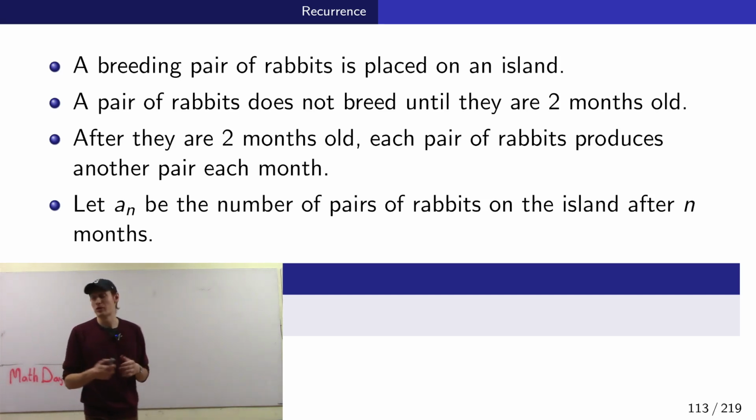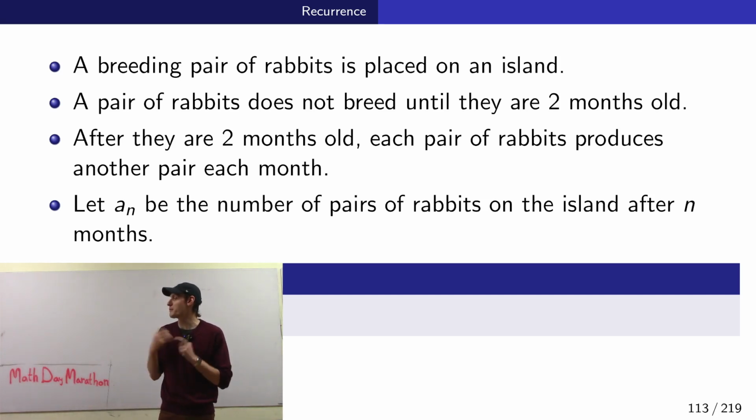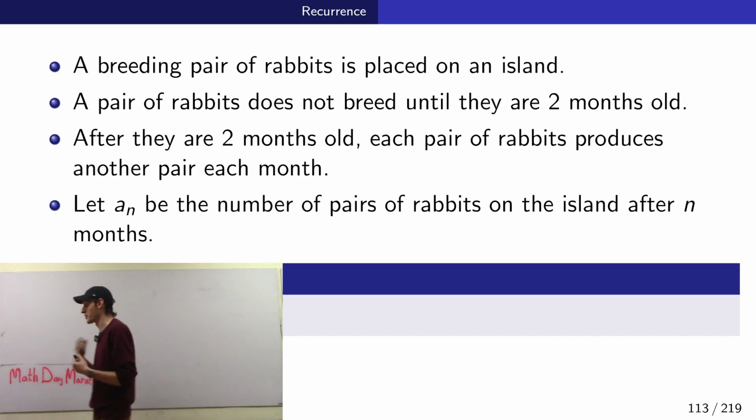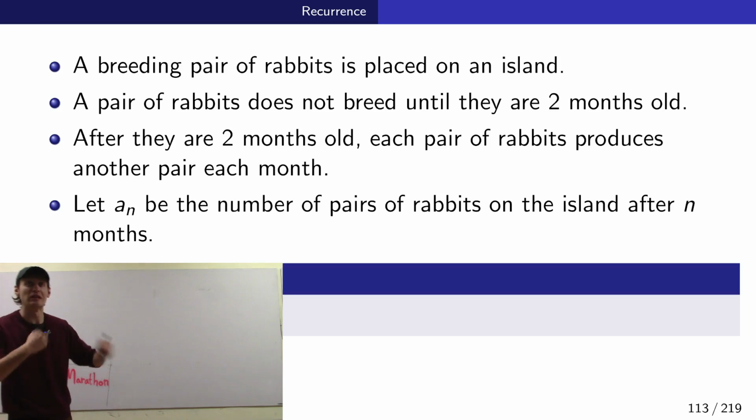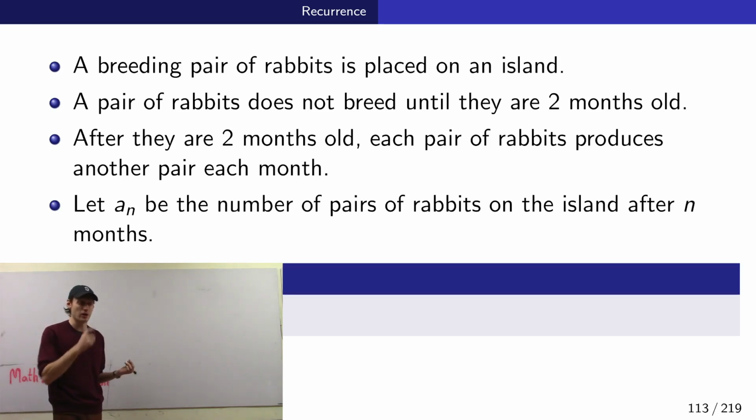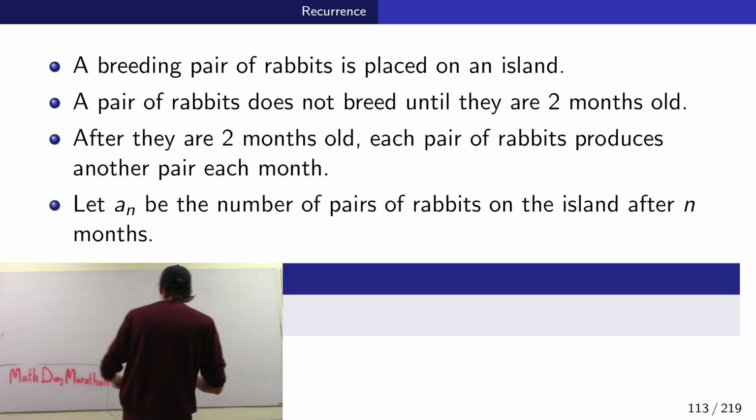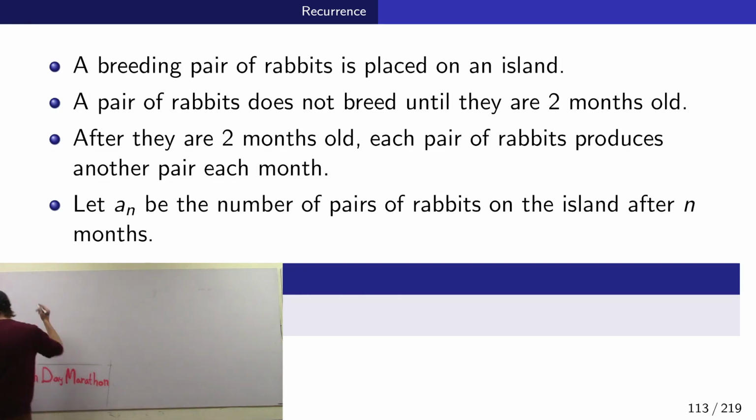So here we're going to look at a recurrence where a sub n is going to be the number of pairs of rabbits on the island after n months. And so we want to figure out our recurrence, so we need some initial values and we need some relationship between a term and the terms that come before it. So we're going to start with after 1 month.